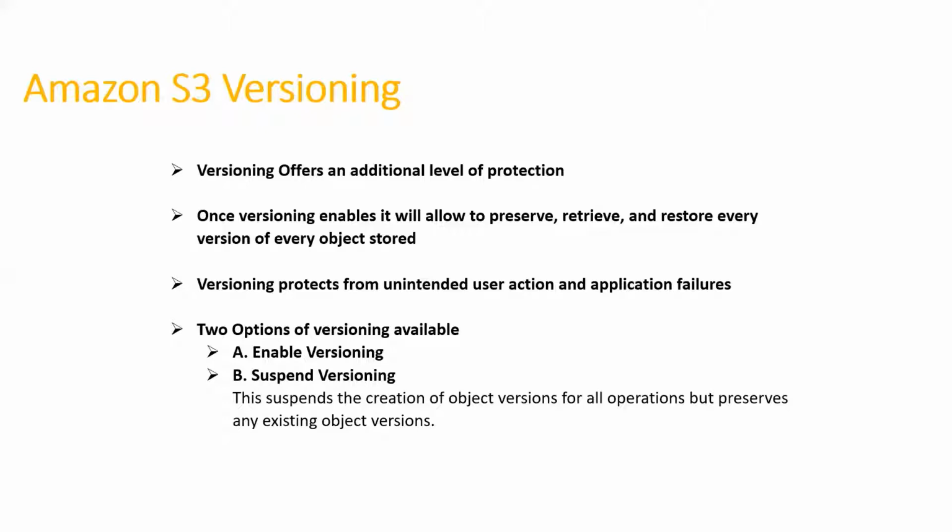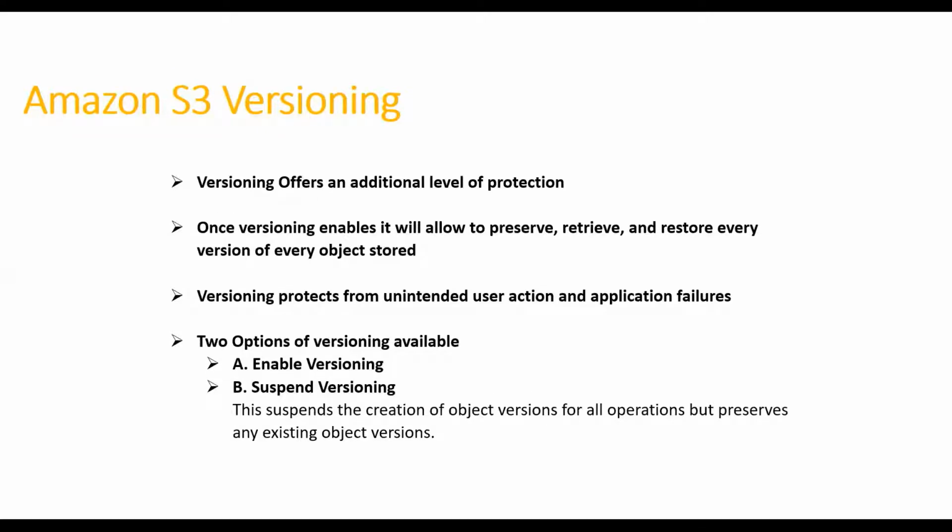In this tutorial, I'm going to talk about Amazon S3 versioning. Now, versioning is a means of keeping multiple variants of an object. You can use versioning to preserve, retrieve, and restore every version of every object stored in your Amazon S3 bucket.